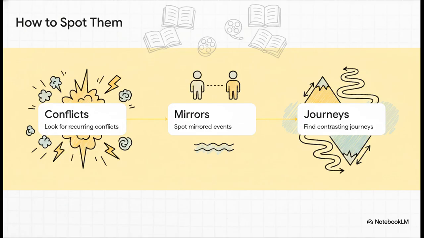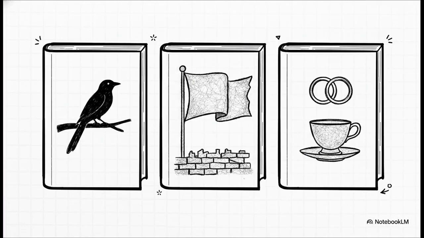And step 3, find characters whose journeys match or completely contrast with each other. If you can spot these, boom, you've uncovered the hidden architecture. To really lock this in, let's look at 3 absolute heavy hitters of classic literature. These books have captivated millions of readers, and it's specifically because of this brilliant architecture.